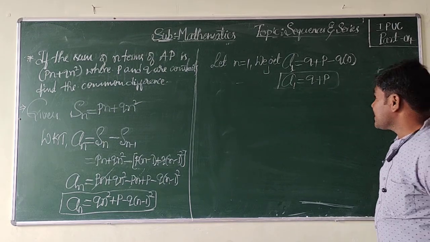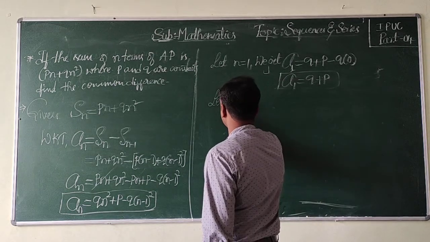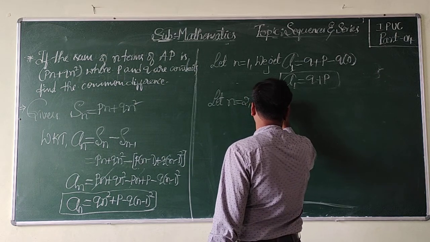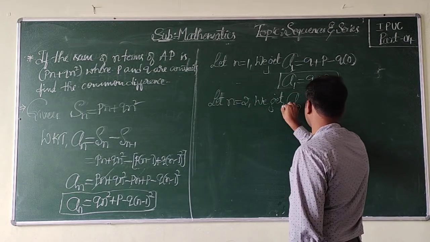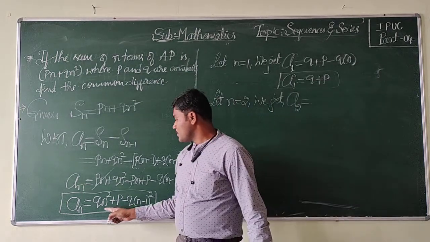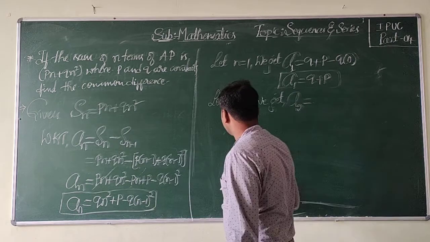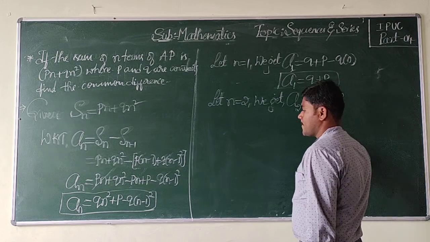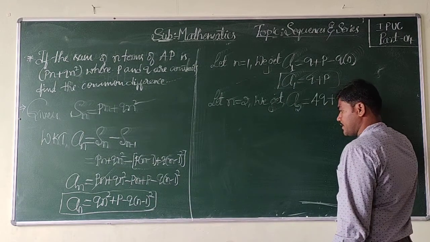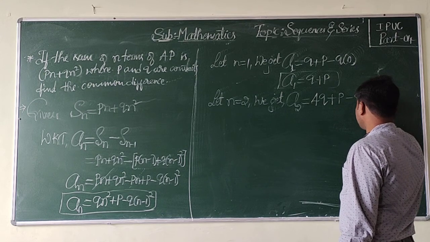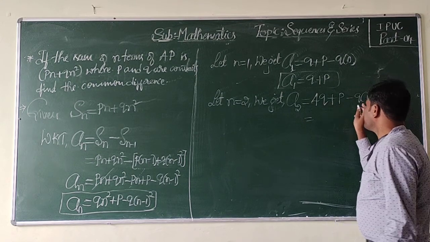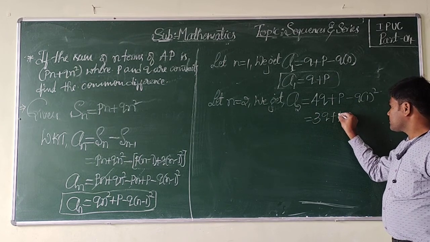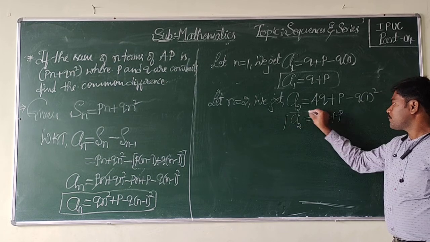Now, when you substitute n = 2, we get A2 = Q·2², that is 4Q, plus P, minus Q(2 − 1). 2 − 1 equals 1. So 4Q − Q is 3Q, plus P. A2 becomes 3Q + P.